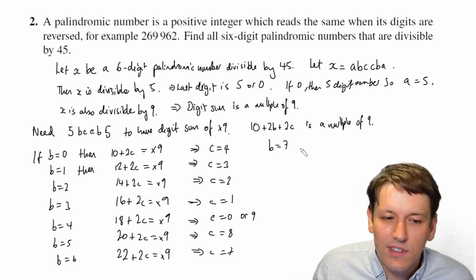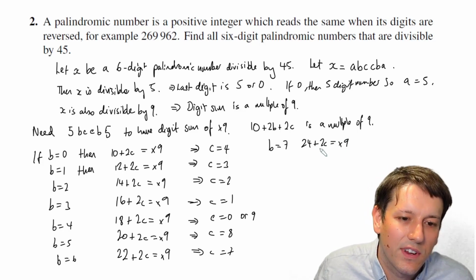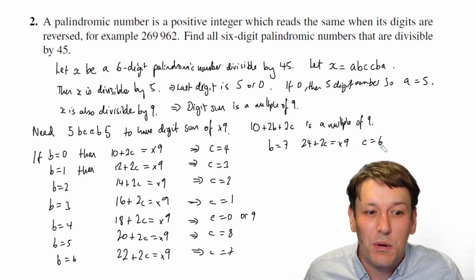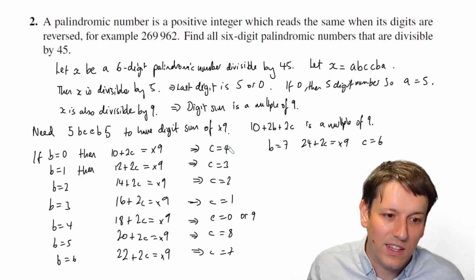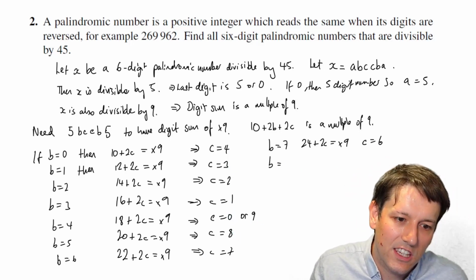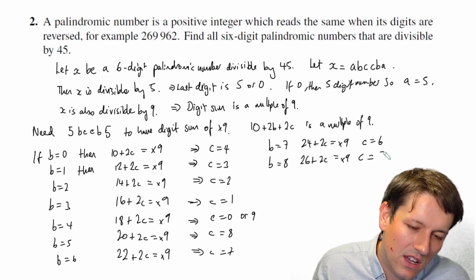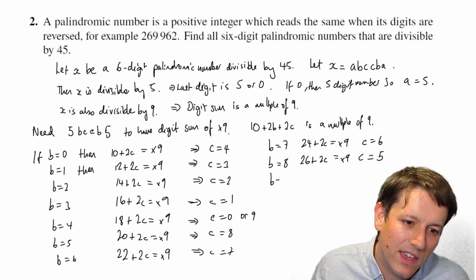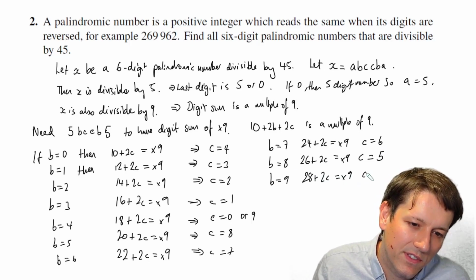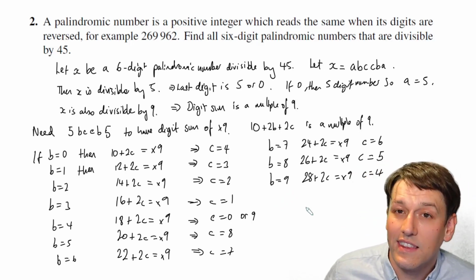Almost there. b is 7: 24 plus 2c is a multiple of 9. So to get to 36, this time I need c equals 6. Sometimes as you go through, you spot patterns as well. You can see the c's are going down 4, 3, 2, 1, 0 or 9, and then 8, 7, 6. And this is going to keep going. You can sort of see why it does here in the structure. But we get c equals 5 here, and then finally for b equals 9, I've got 28 plus 2c is a multiple of 9, and I get c equals 4. And now we've exhausted all the options.